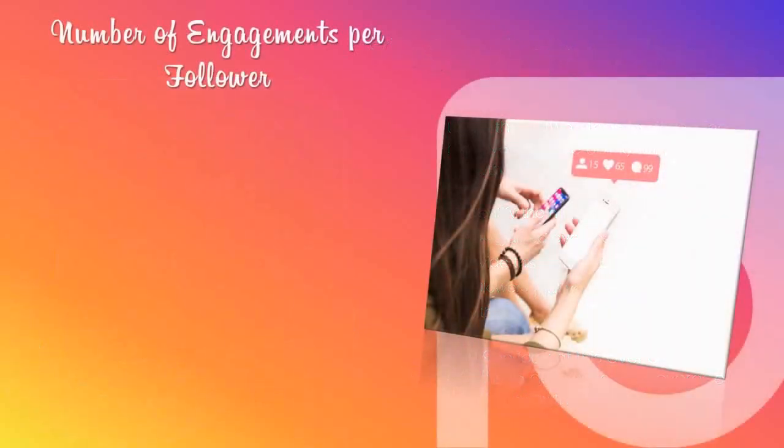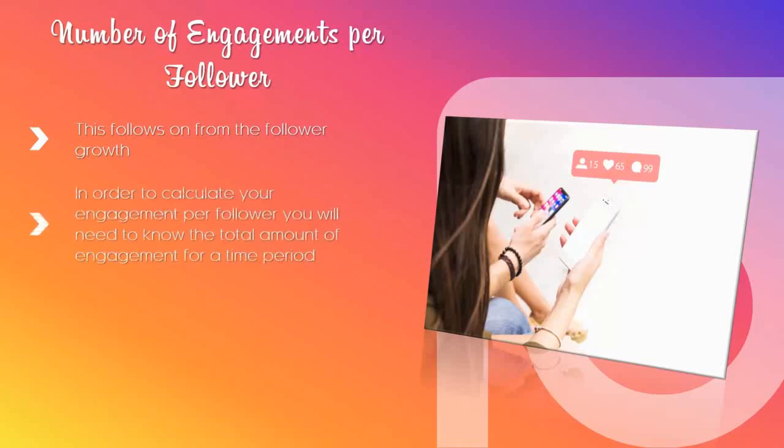Number of engagements per follower. This follows on from the follower growth. You want to know how many of your followers engage with your content, whether these are ads or regular posts. In order to calculate your engagement per follower, you will need to know the total amount of engagement for a time period. An external tool like Sprout Social or Agency Analytics can provide this.